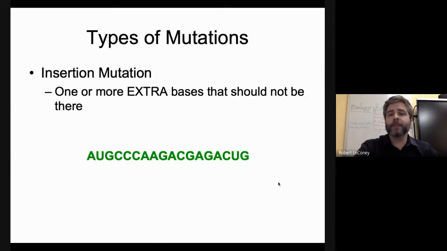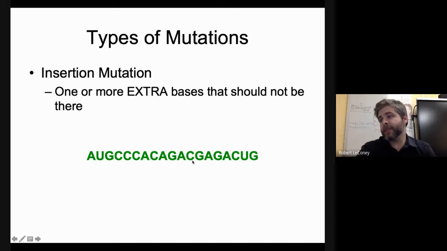Another kind is the exact opposite. It's called an insertion mutation, where same original code, but instead of losing an A, we're going to jam a C in there. So one or more extra bases that should not be there. And we get the same or similar problem. We were supposed to have AAG, but instead we get ACA. We were supposed to have ACG, instead we get GAC. Everything afterwards will be messed up.